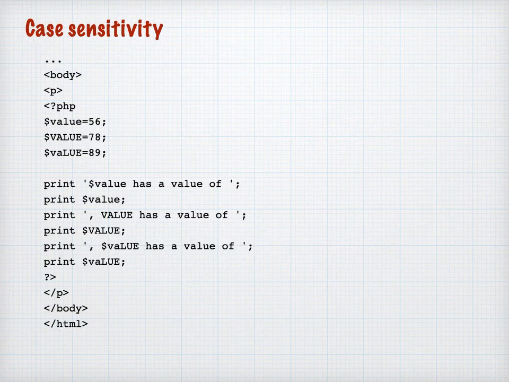So here, for example, you can see I've got 3 variables called value, and I assign them 3 different values, 56, 78, and 89. And then we can print those values out. And you can see what will happen is if that runs, it will actually print out 56, 78, 89, because we've got 3 different boxes, 3 different variables.